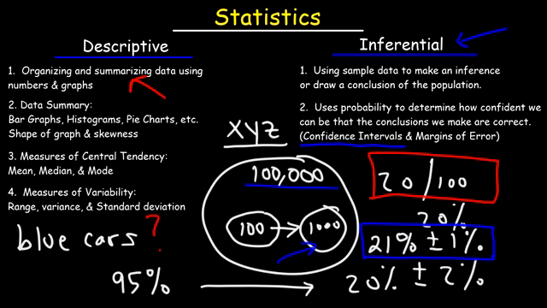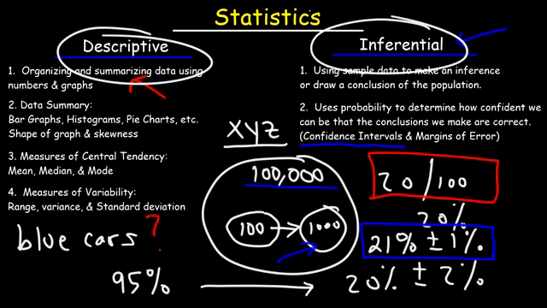So by increasing the sample size, you can make a better prediction of the population and their preference for blue cars. And so that's a basic intro between descriptive statistics and inferential statistics. So hopefully this video gave you a better understanding of these two topics.